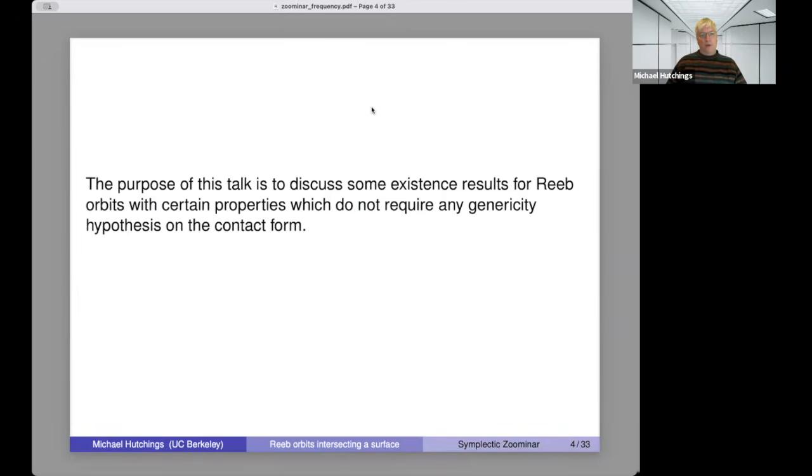What I want to talk about today is some existence results which don't require any kind of genericity. So there are some Reeb orbits with certain properties which are guaranteed to exist no matter what.